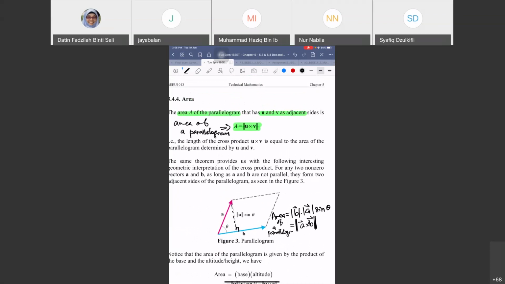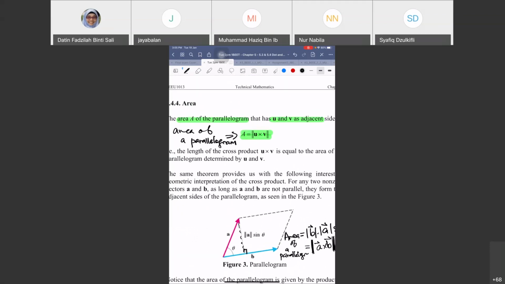Okay, area of a parallelogram is given by the magnitude of the cross product. U cross V or V cross U, it doesn't matter. Even though just now we said U cross V, V cross U is the opposite with the negative. Why? Even though it's negative, when you find the magnitude, you will get the same thing. Alright? So this is the area of a parallelogram.